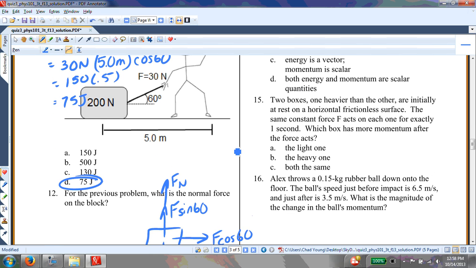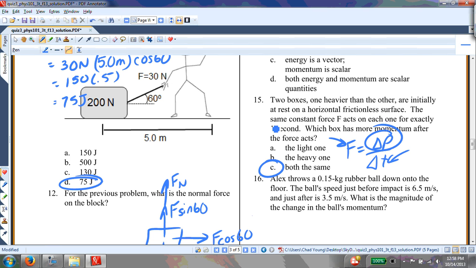Two boxes, one heavier than the other, are initially at rest on a horizontal frictionless surface. The same constant force acts on each one for exactly 1 second. Which box has more momentum after the force acts? All right, well, I know that F is equal to delta P over delta T. They have the same force acting on them for the same amount of time, so they both have the same momentum afterwards.